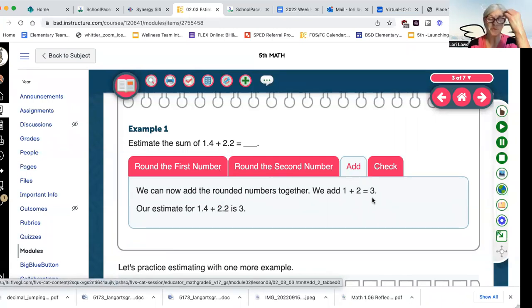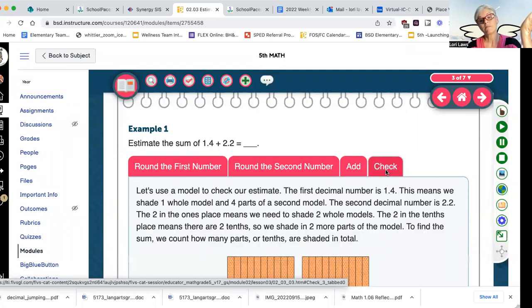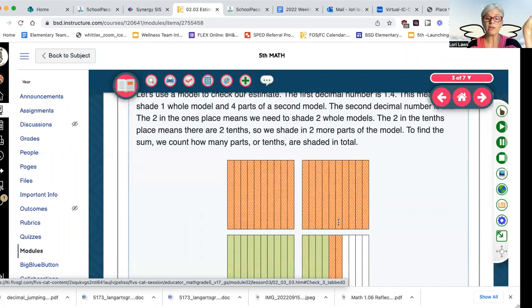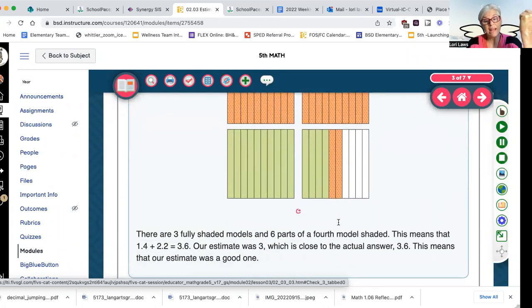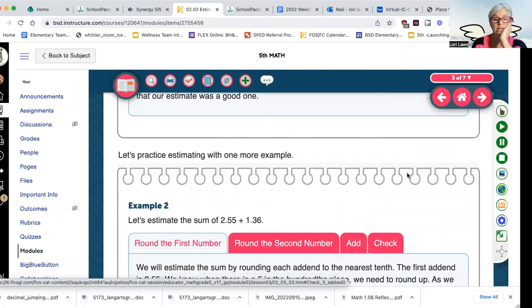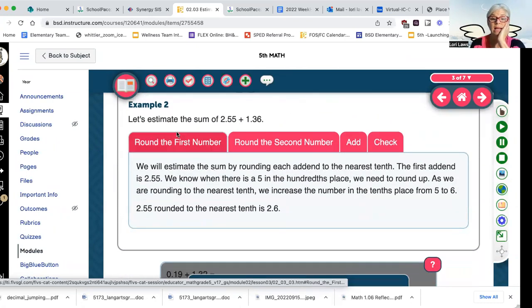Now, if you're a person who's pretty sensible and you say, but 3.6 is closer to 4 than to 3, that's true. But that's the way they're having you do it in here. But if you know that, I think that's cool. They think 3 was pretty close to 3.6, which means our estimate was a good one. Actually, it's closer to 4, but that's the way the lesson is showing it. Again, they want you to round these to the nearest whole number.